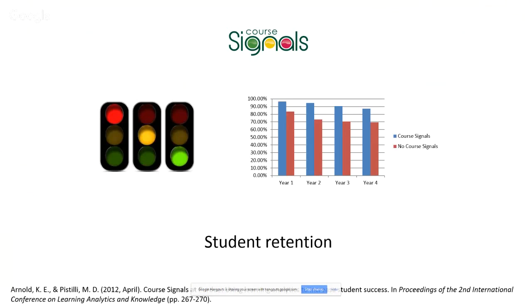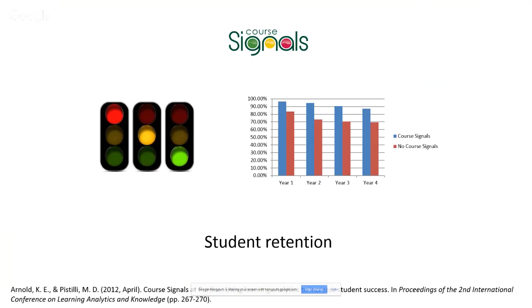And they actually decided to have three levels of risk: high risk, moderate risk, or no risk at all. Then they translated these three levels of risk into traffic lights that were presented back to both students and teachers as the indicators whether students were at risk or not. That's Course Signals. They were following a cohort of students for a period of 4 years, between 2007 and 2011. And in that period of time, they were observing how students who took at least one course with Course Signals performed versus those who never took a course with Course Signals.